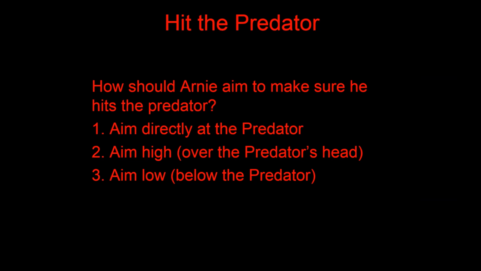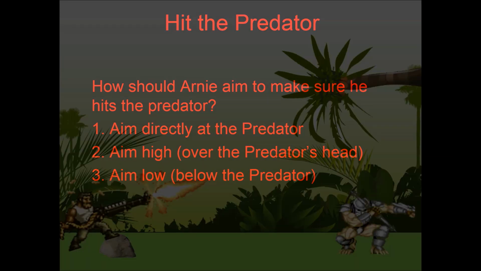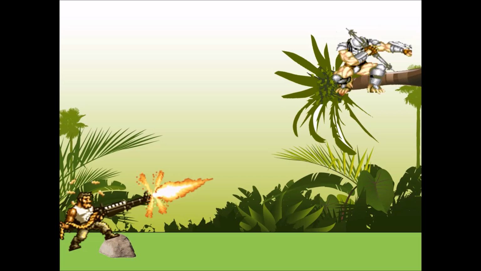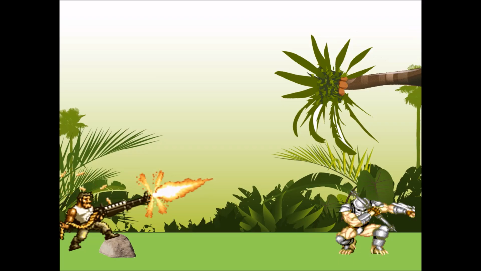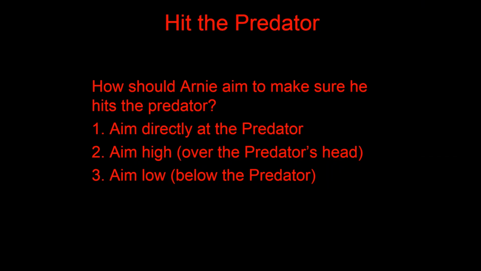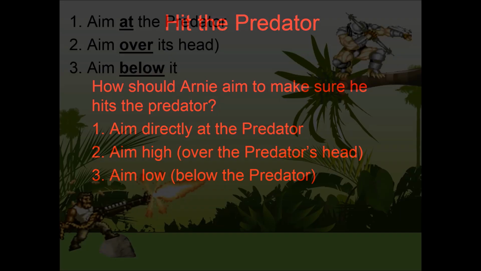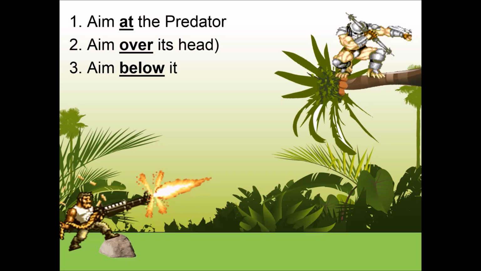Does he aim straight at it? Does he aim high over its head? Or does he aim low, below the predator, in order to hit it? So stop and think about that for a moment. Which of those options do you want to employ? Aiming at, aiming over, aiming below.